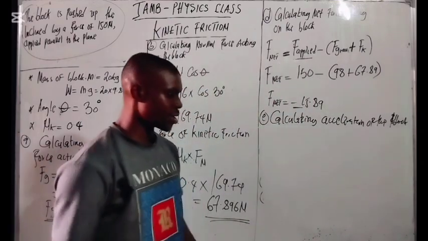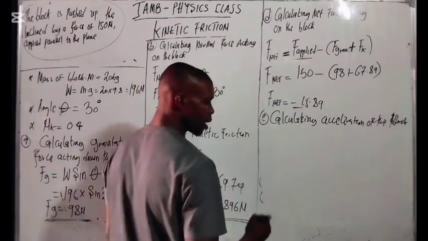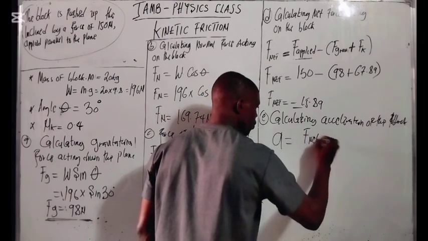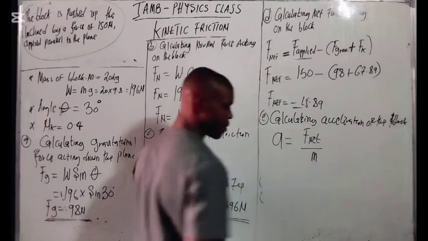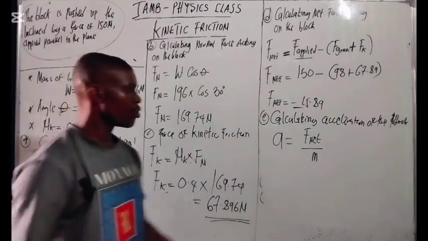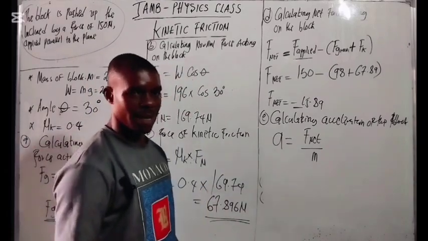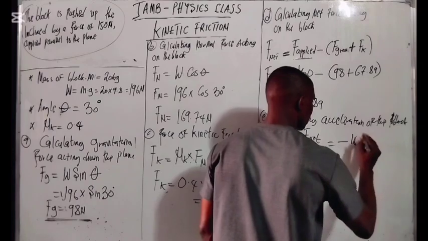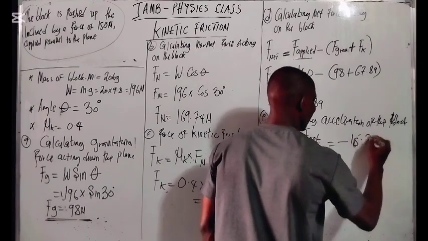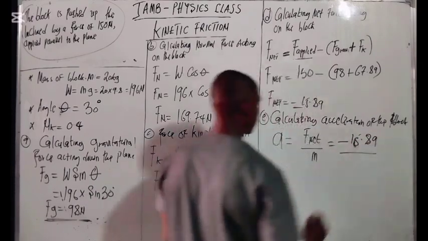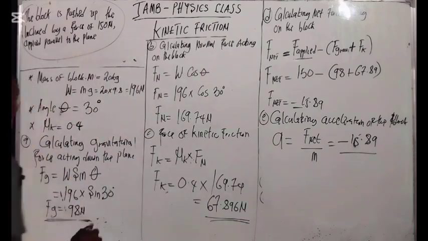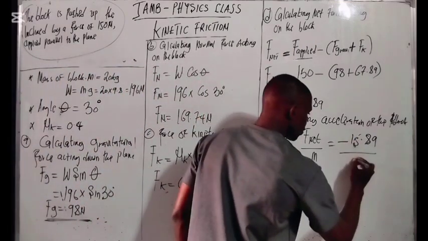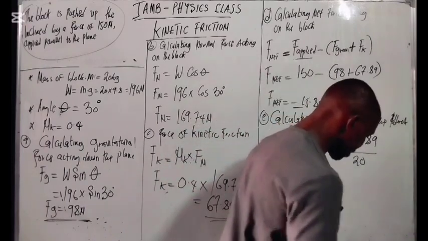So if you have been asked to calculate the acceleration of the block, what is it? Here it is going to be the acceleration equals to the net force over the mass, which is the m. It's okay. So what is my net force? My net force is minus 15.89 over my mass. What's my mass? My mass is 20 kg. 20 kg, right?